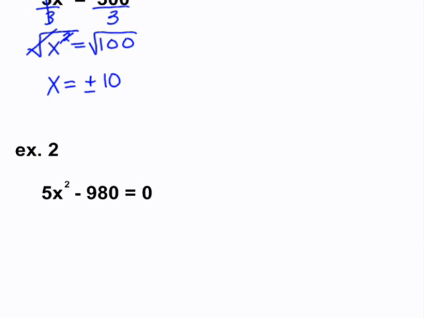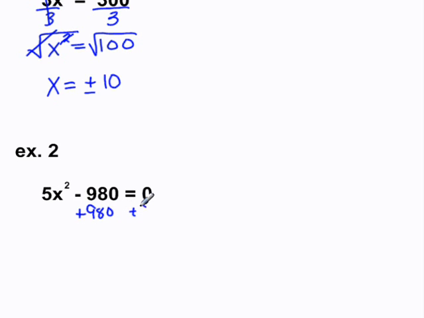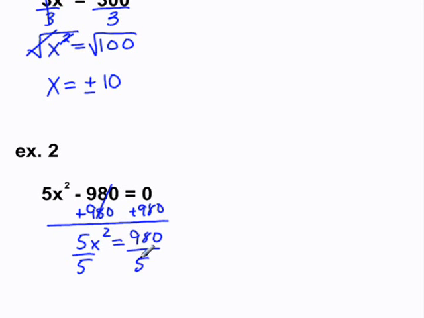Example 2 is done essentially the same way. We're going to isolate our variable. So we're going to move this 980 first. I'll add that to the other side, and I'll have 5x squared is equal to 980. The next step will be to divide both sides by 5. Dividing both sides by 5 will give us 196.